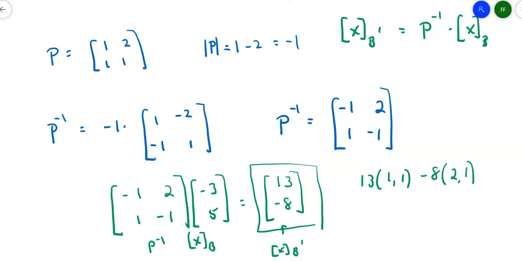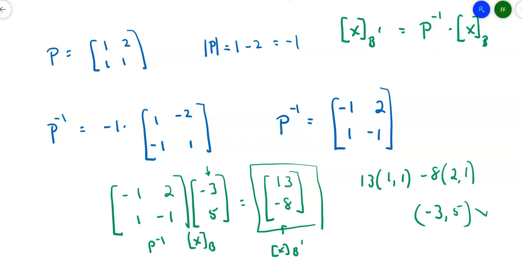which is 2, 1, and see if I get -3, 5. So 13 minus 16 is -3. 13 minus 8 is 5. Sure enough, it checks out. It's the same as that vector over there. All right, so that's one way, and you notice I never actually found the other basis.